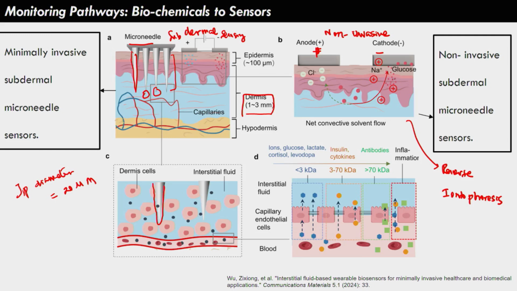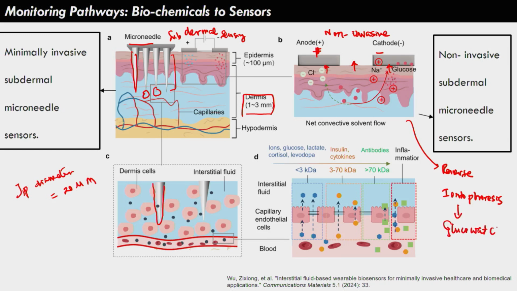Whatever ions are present inside the interstitial fluid start moving towards the electrode because of the electric field. Now, what people have demonstrated is that you can also monitor non-charged or neutral molecules like glucose. It does not have any charge on it, but when the ions are moving, they hit the glucose molecules, and it causes the glucose molecules to come out of the skin, and then you can monitor them. This was the concept present in the Gluco watch.